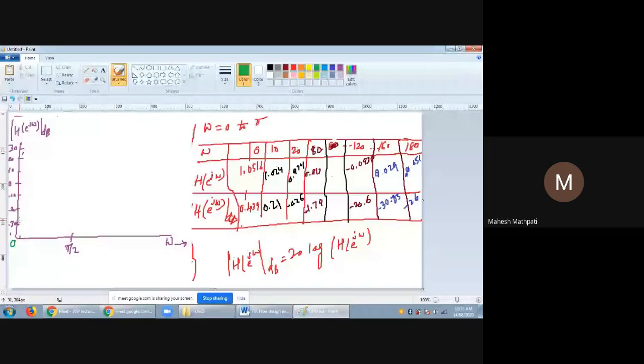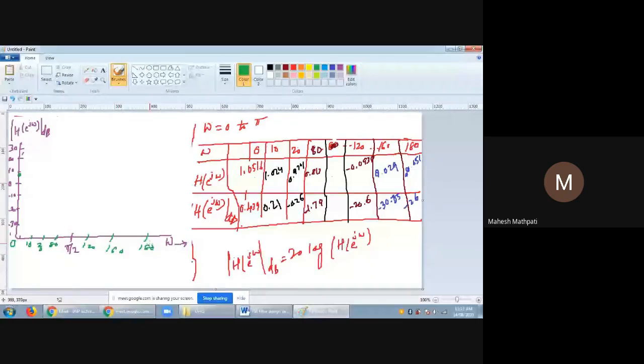So let us take this point. I am somewhere here. Then next, if I take omega equals to 10, then 20, then 80 and 90. After 90 we will take 120, then 160, and lastly I will take 180. So likewise we are taking the values.